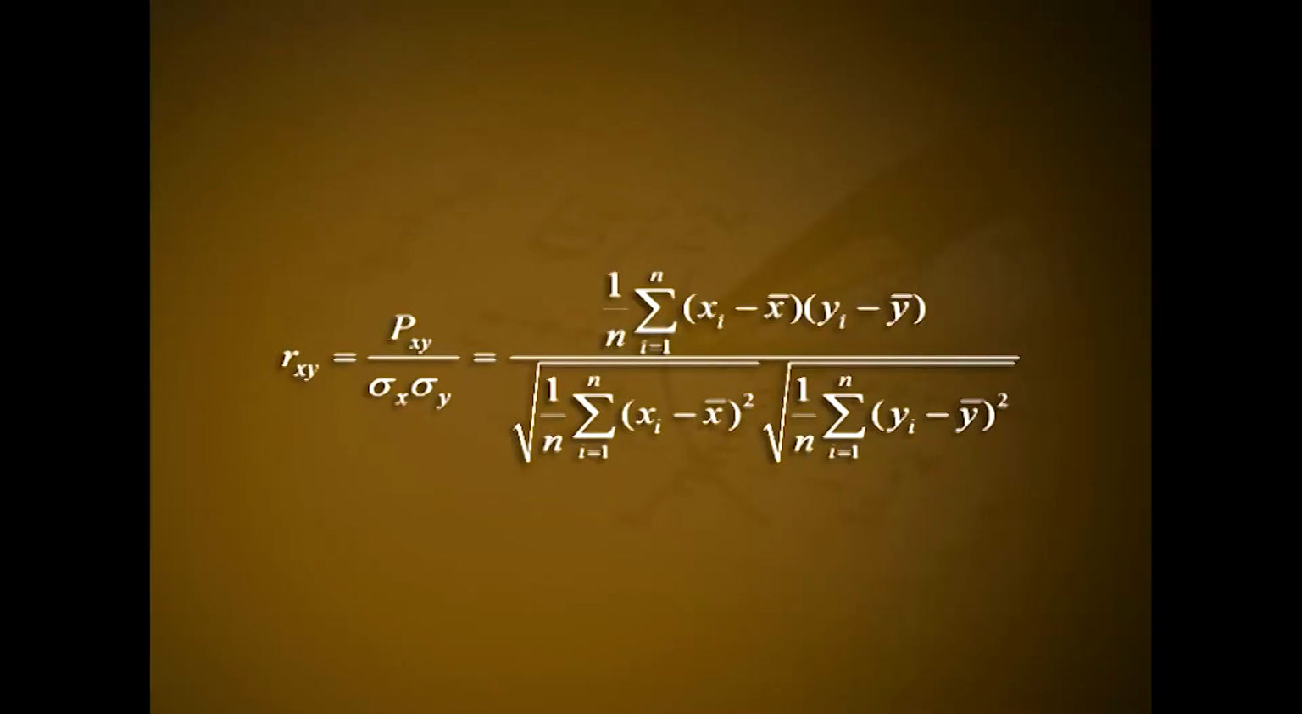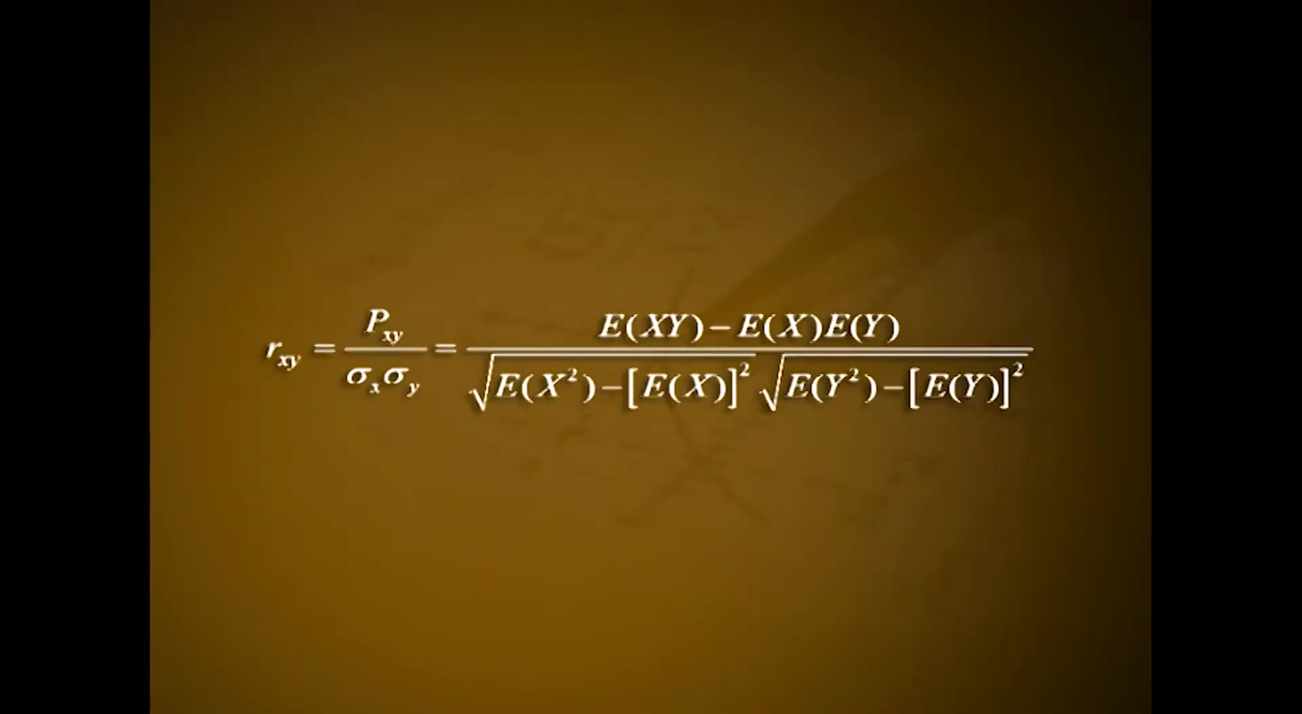A coefficient measure of the degree of correlation between two variables x, y, known as Pearson's coefficient of correlation, is denoted by Rxy, where Rxy equals Pxy divided by sigma x sigma y, that is equal to 1 by n summation over i from 1 to n (xi minus x bar) into (yi minus y bar) divided by square root of 1 by n summation i from 1 to n (xi minus x bar) whole square into square root of 1 by n summation i from 1 to n (yi minus y bar) the square.